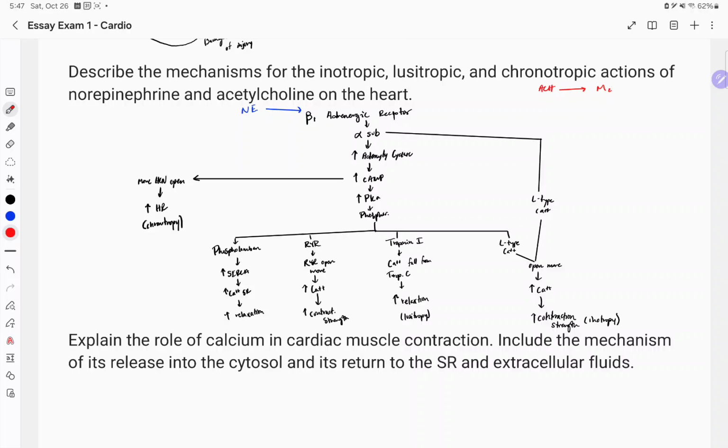Acetylcholine is going to bind to the M2 cholinergic receptors. And from there, we're going to have our beta, how do you draw this, gamma heterodimers. And also, we can't forget our alpha subunit. And our alpha subunit is going to, let me draw this a little bit better, decrease cAMP.